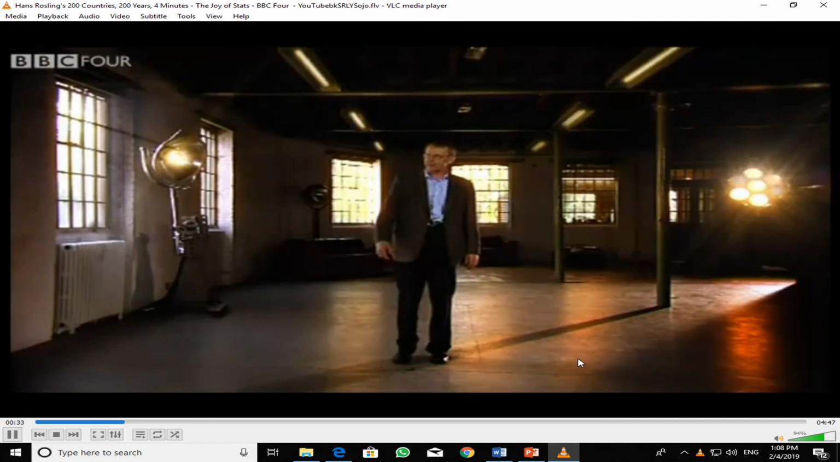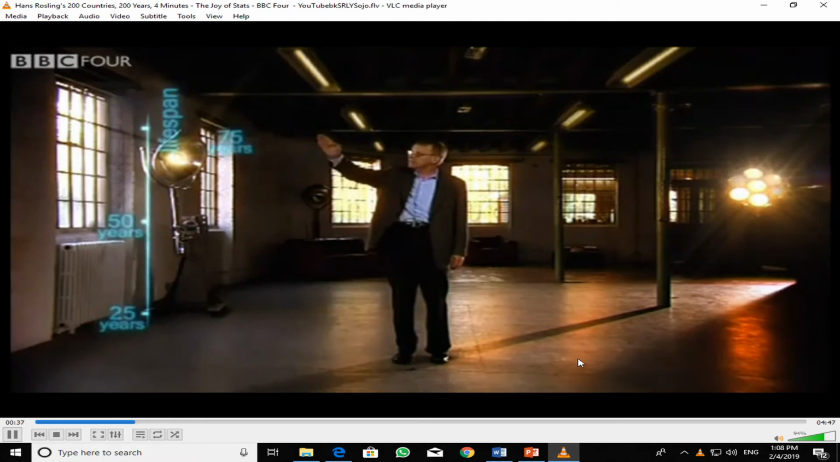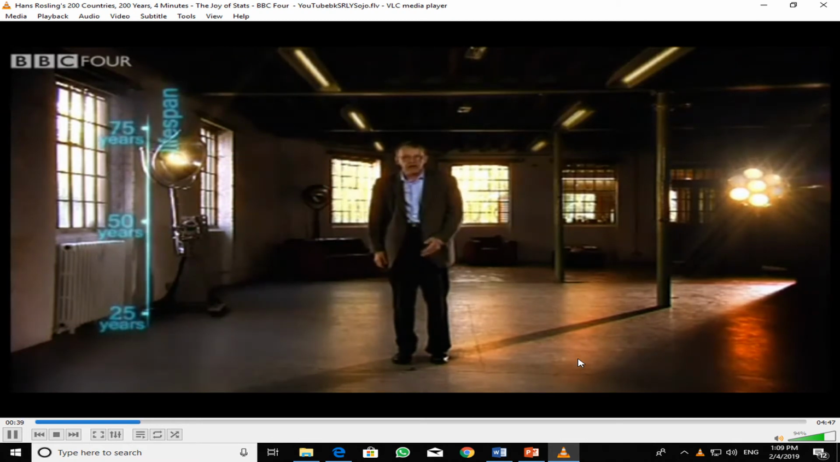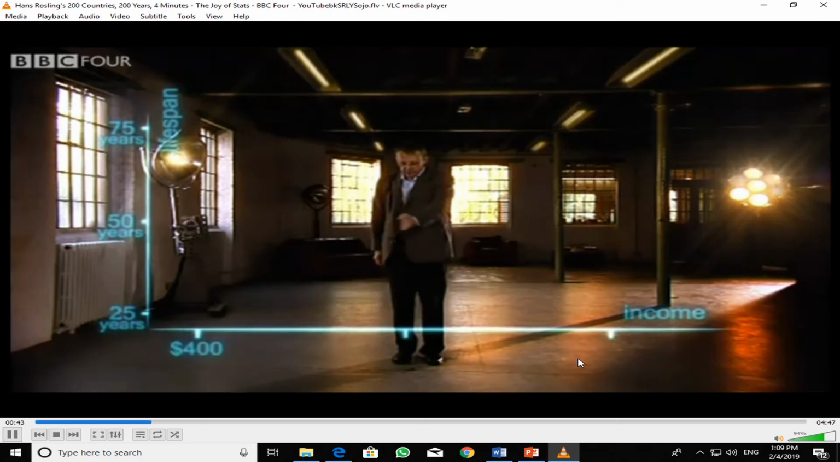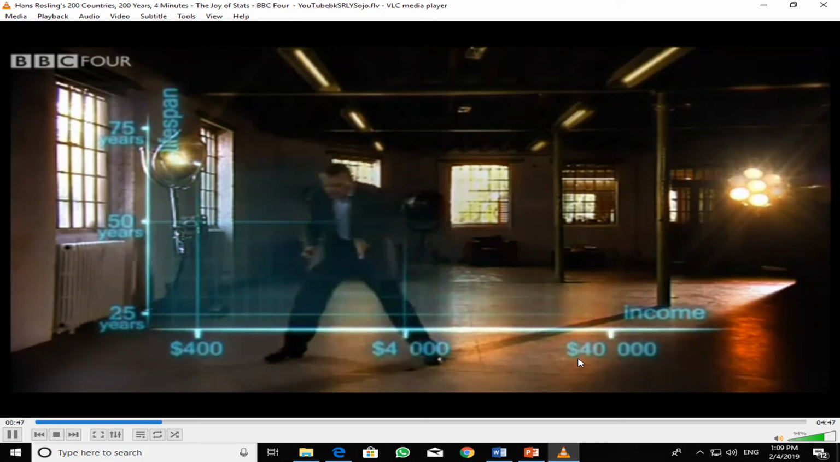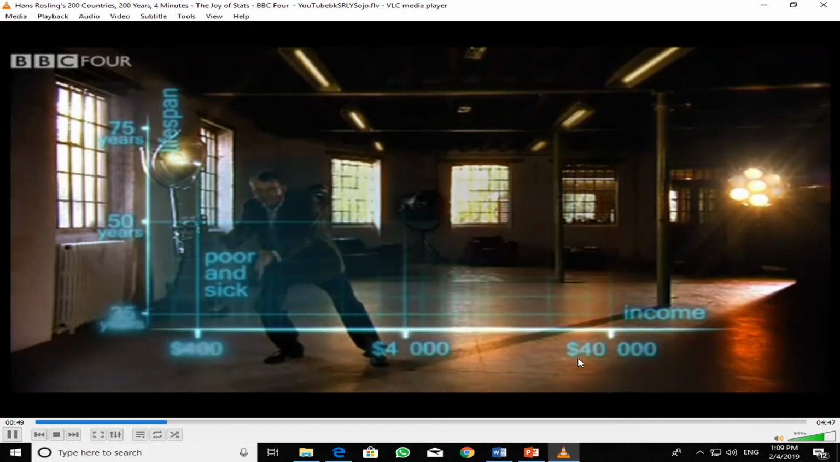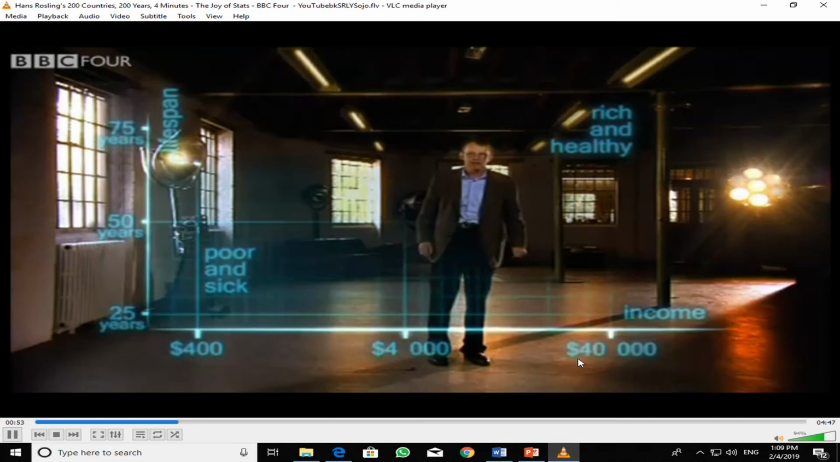So, here we go. First, an axis for health. Life expectancy, from 25 years to 75 years. And down here, an axis for wealth, income per person, $400, $4,000 and $40,000. So down here is poor and sick, and up here is rich and healthy.